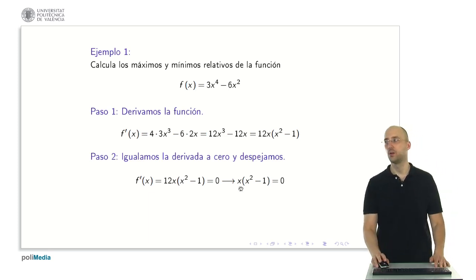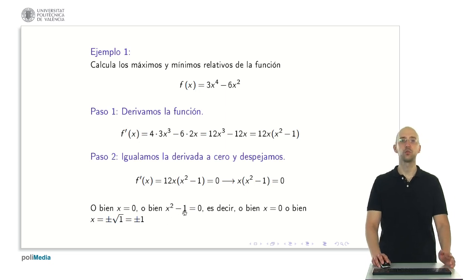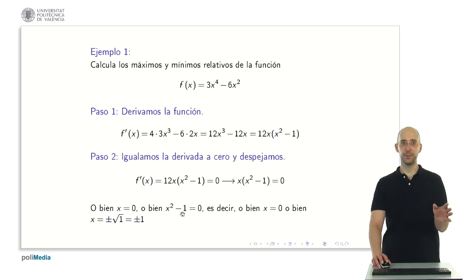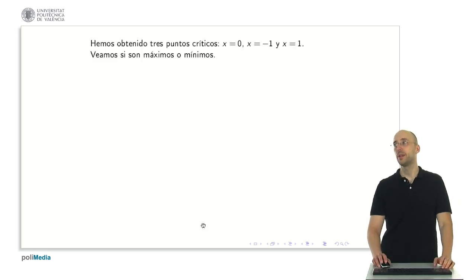Therefore, we can conclude that either x is equal to 0, or the second term, x squared minus 1, is equal to 0. However, I assume you are aware of how to solve for x squared minus 1 equal to 0. The minus 1 is moved to the other side by adding, and we're left with x squared equals 1. Taking the square root of both sides, we have x equals plus or minus the square root of 1. It's important to pay attention to the plus or minus sign. So in total, we have found 3 critical points. These are 0, minus 1, and 1.